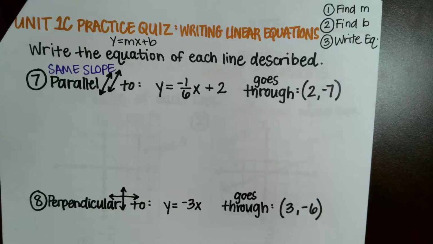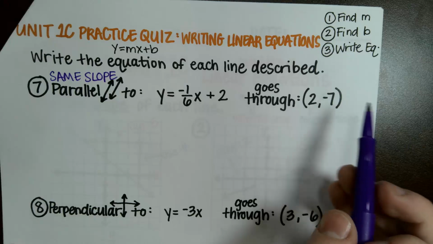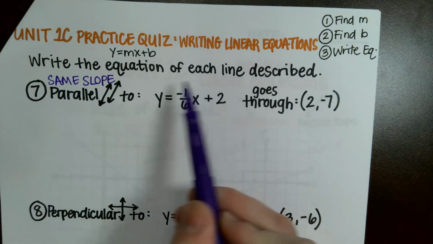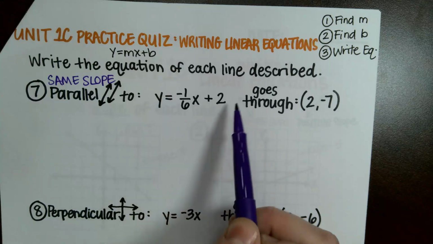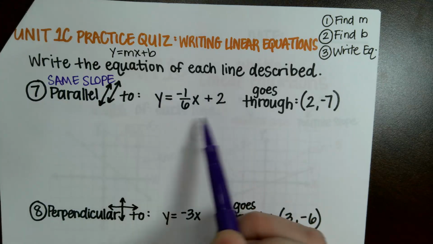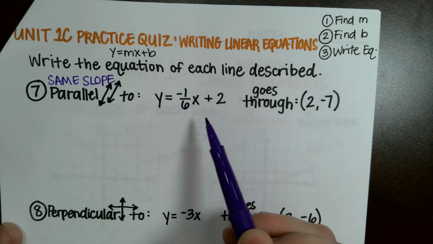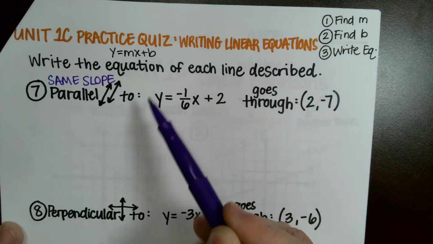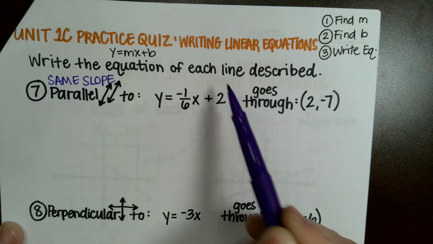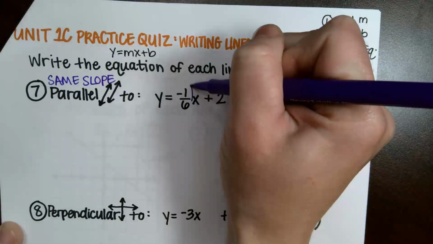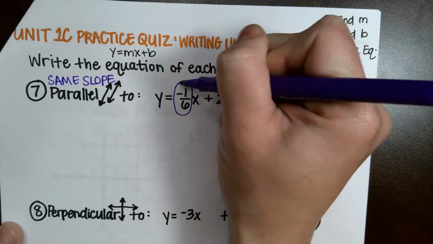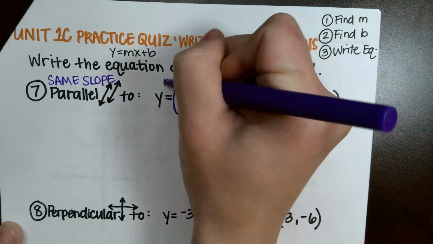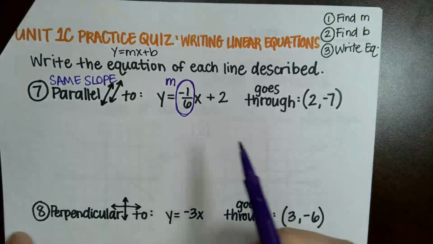So before we start trying to write this new equation, we were given this as our original equation. This is the line that we're going to be parallel to. So to make our new one, we need to find m from the old equation. What's our slope? -1/6. That's my slope. So I'm going to circle it and I'm going to label it. I'm going to put a little m. All right. Do we also have a b?